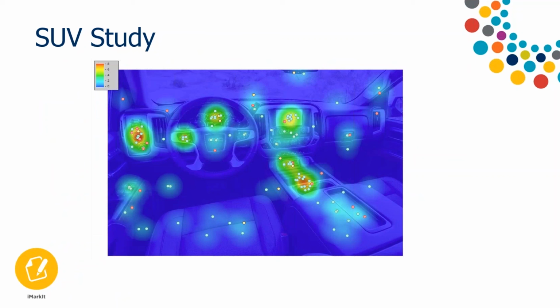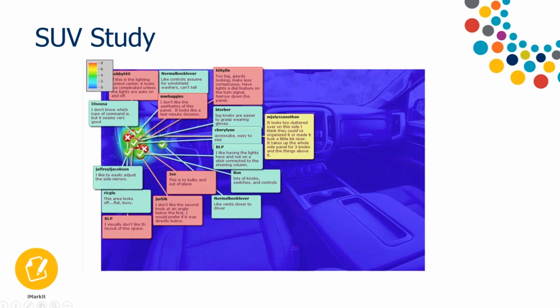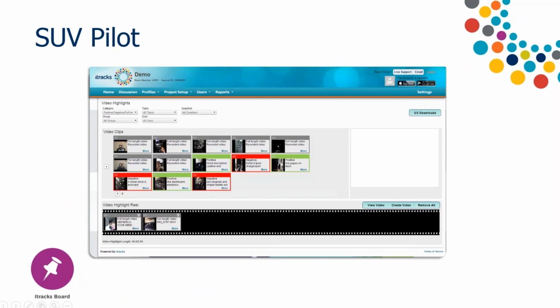So quickly, just going in here, I want to leave some time for questions. This was one of the heat maps, the IMarkets that we had using the SUV study. People marked it up, gave us some great feedback. Next slide there. These are some of the comments.